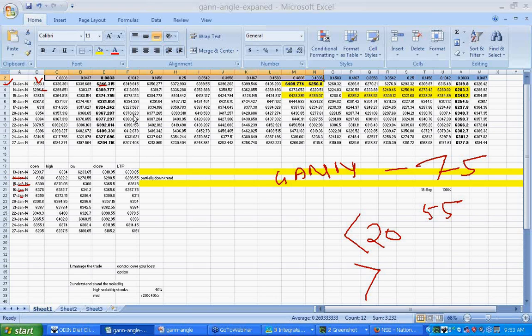The midpoint of today is high plus low divided by 2, not the previous day. Mr. Diptendu Bhattacharya, the midpoint of today is only high and low divided by 2 for today.